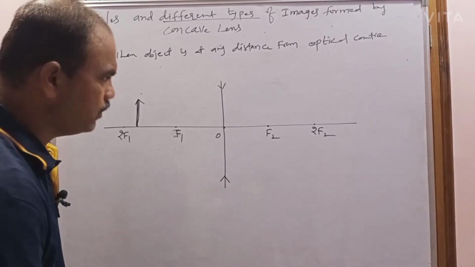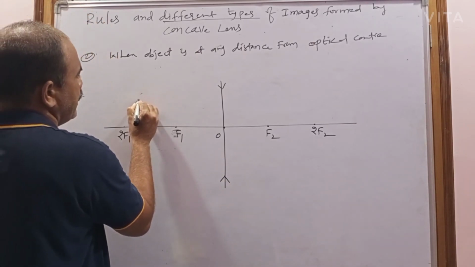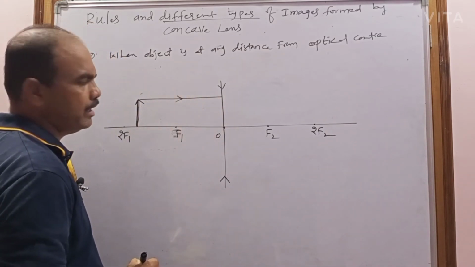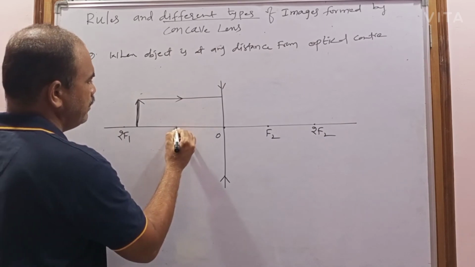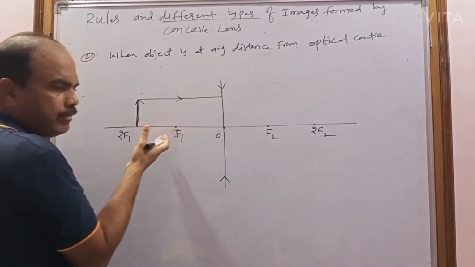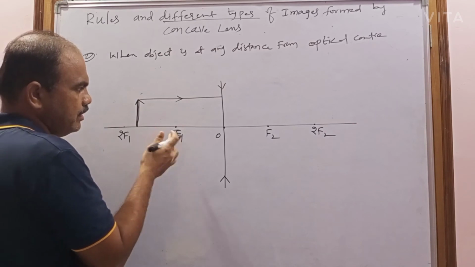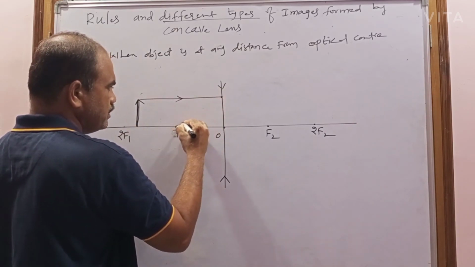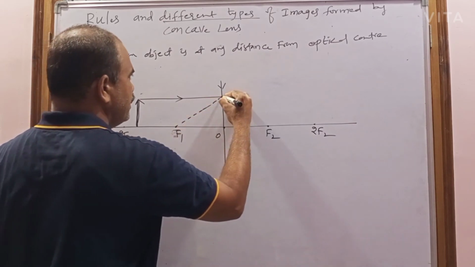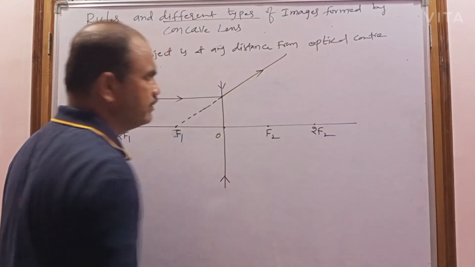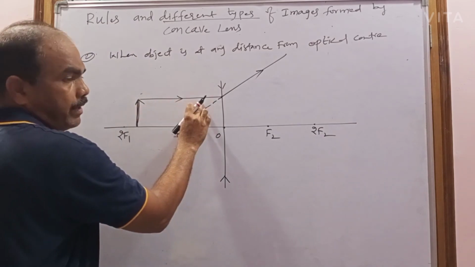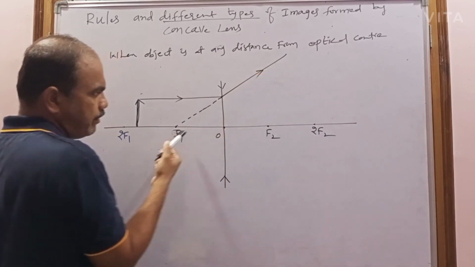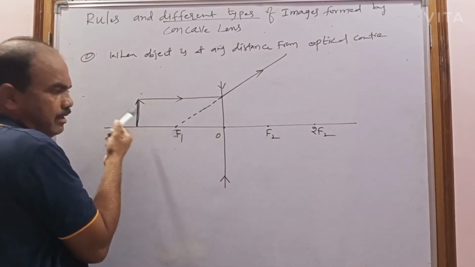By following the rules. So first ray I am taking is the incident ray parallel to the principal axis. After refraction what happens? It appears to come from the focus on the same side of the object. So this is the focus on the same side of the object. That's why join the point of incidence and focus with dotted lines, and after that extend that refracted ray. This is the parallel incident ray, that is parallel to the principal axis. After refraction it appears to come from the focus on the same side of the object.